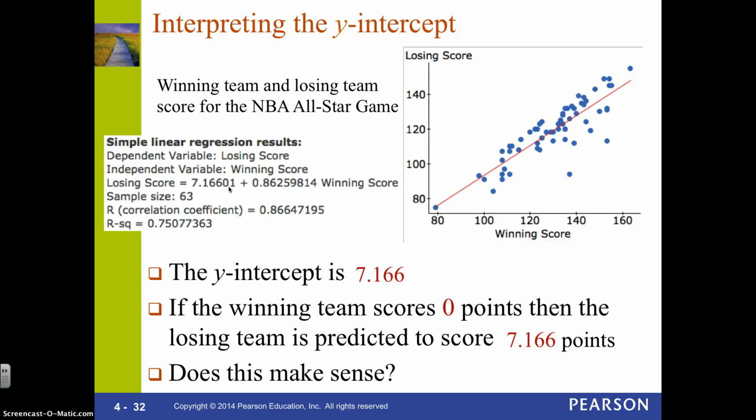You'd say, well, the winning team's probably never going to score 0 points. If you look on your graph, my winning score is never even close to 0, right? And also, if the winning team scored 0, then the losing team scores almost 7 points, then the winning team is actually the losing team. So all of this makes no sense to even talk about in the context of this situation.